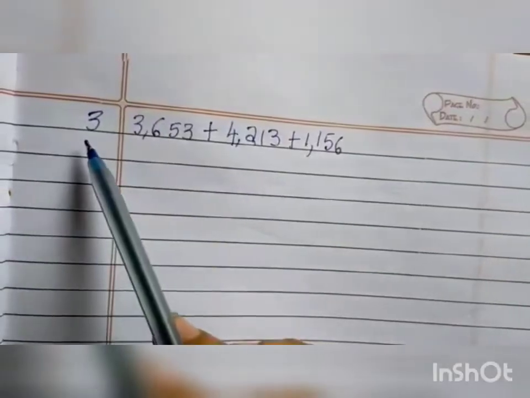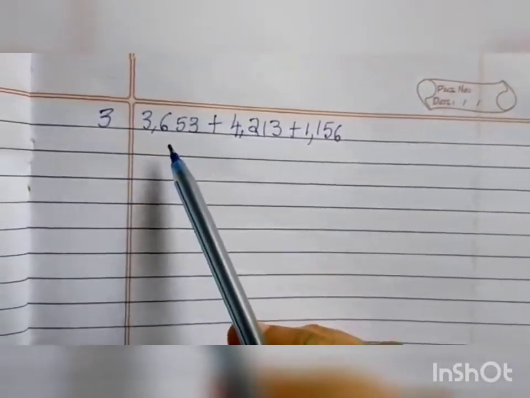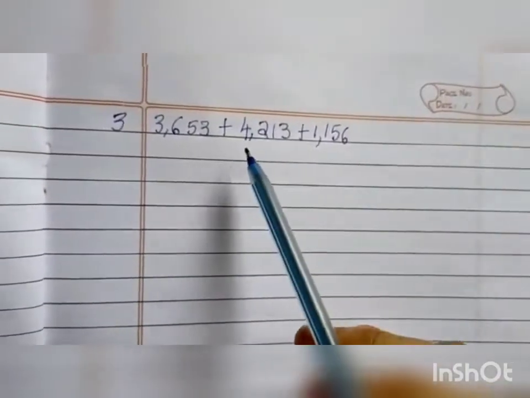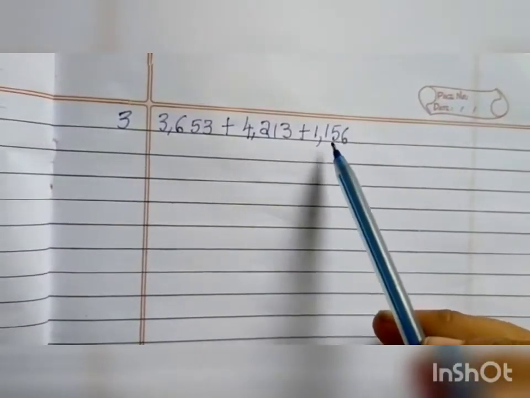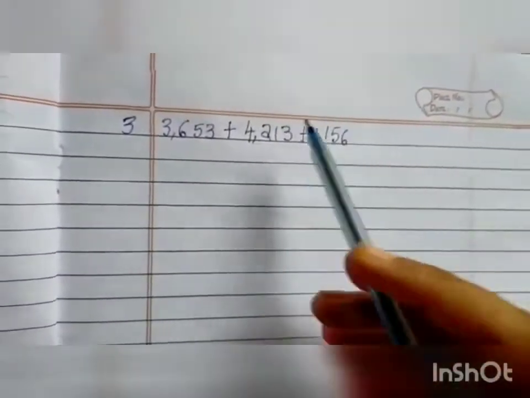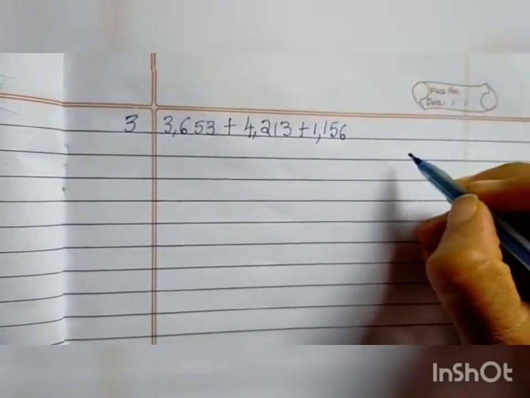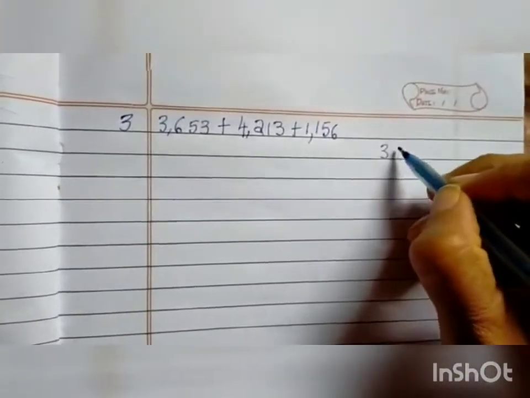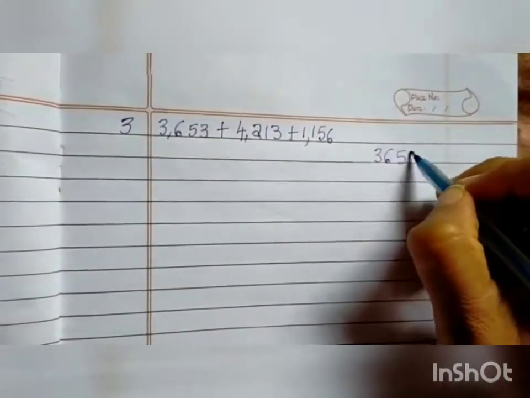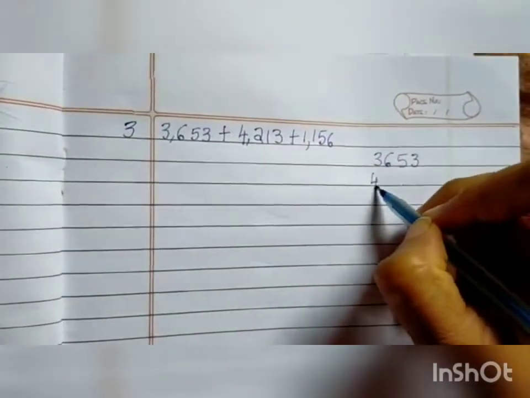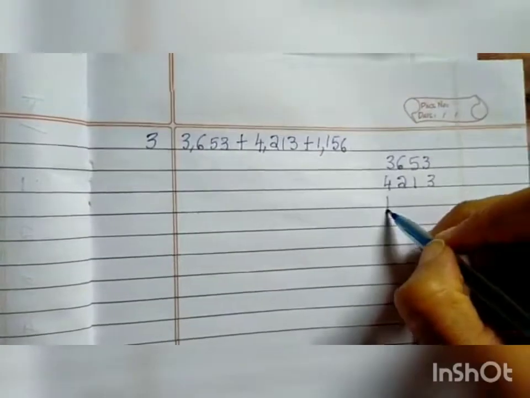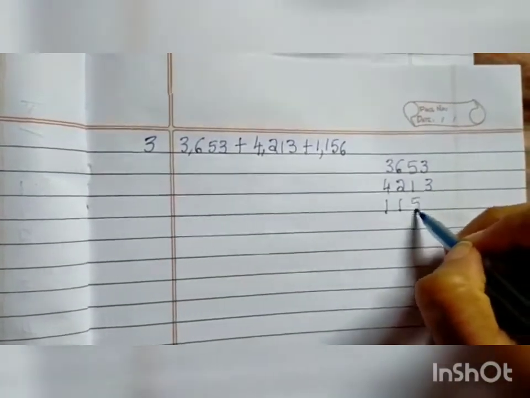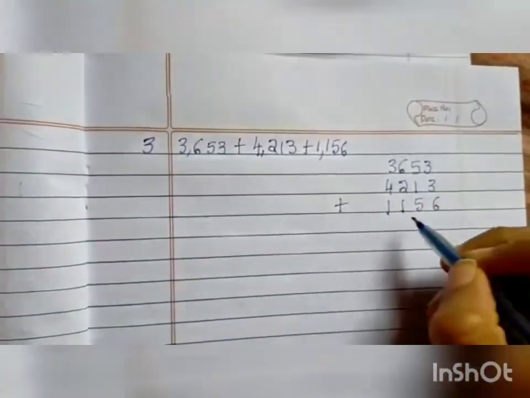Now third one, the question is 3653 plus 4213 plus 1156. They have given three numbers now, that is 3653, then 4213 and 1156. We need to add all these three numbers.